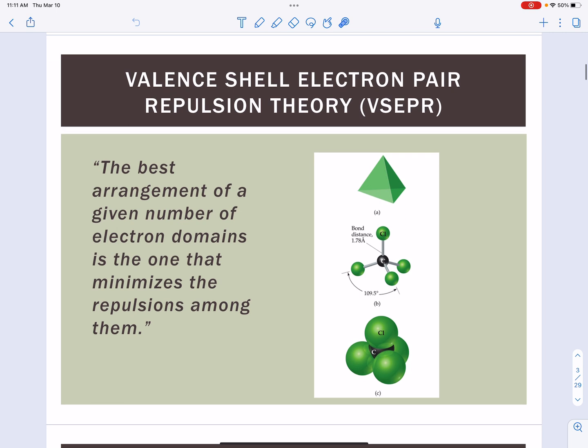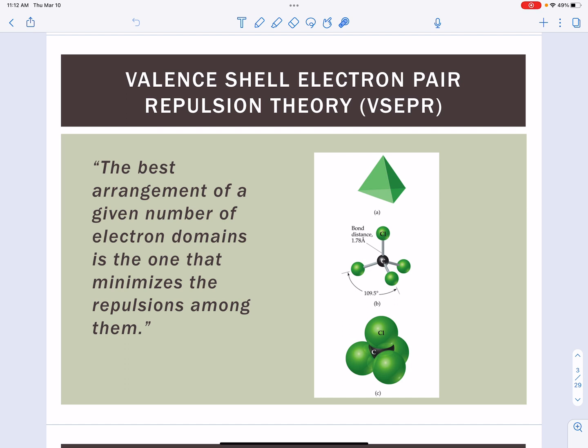Okay. Now, the theory that allows us to predict the shape is going to be called valence shell electron pair repulsion theory. That's a mouthful. Most people kind of bastardize this name and call it VSEPR theory. That's not quite right. It's VSEPR, not VSPR, but close enough, right? VSEPR theory. So what it basically says is that electrons like to get away from one another, right? They like to minimize repulsion.